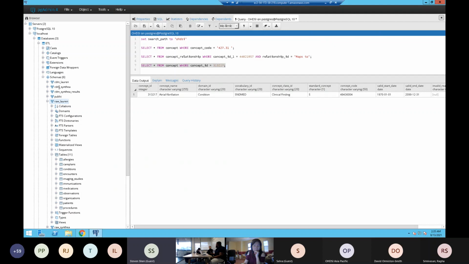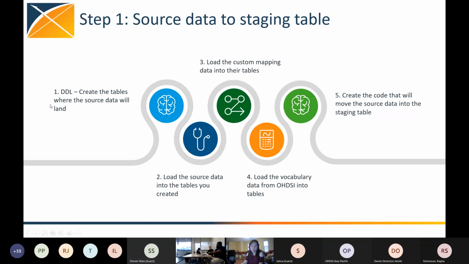Yes. So the CDM one just uses the DDL to construct the CDM structure, and the other one is our raw data. So we need to convert our raw data into a similar structure and then put it into the first space. Yes, correct. That's why step number one is to create your DDL, create the tables for your source data and load it in, right?